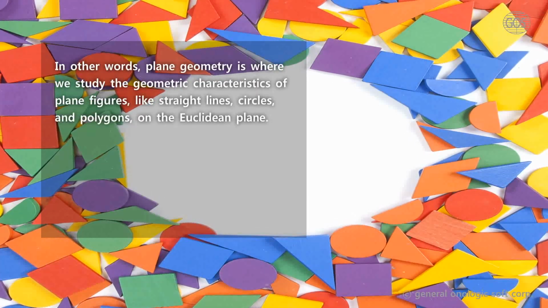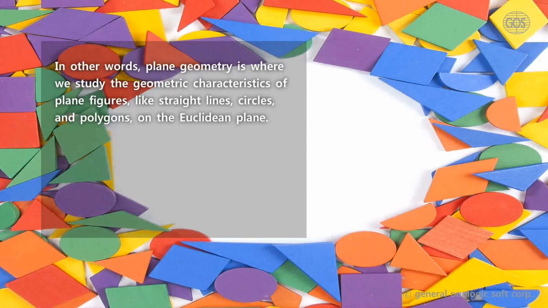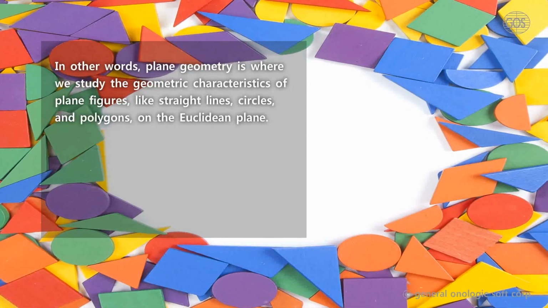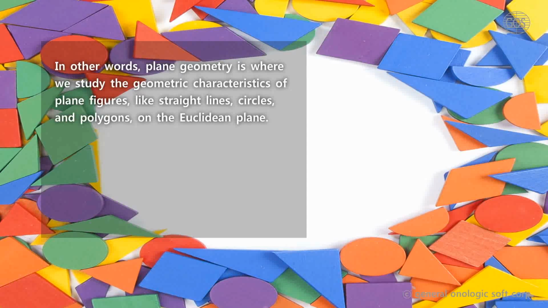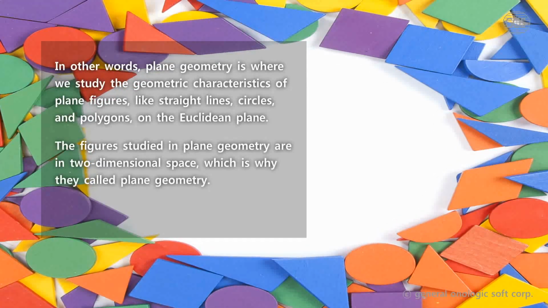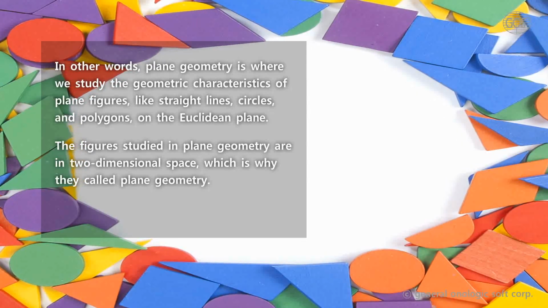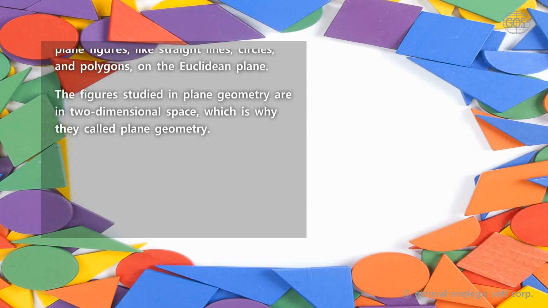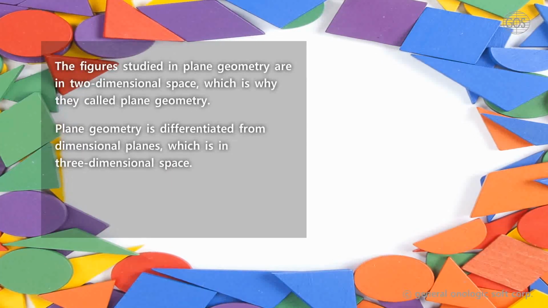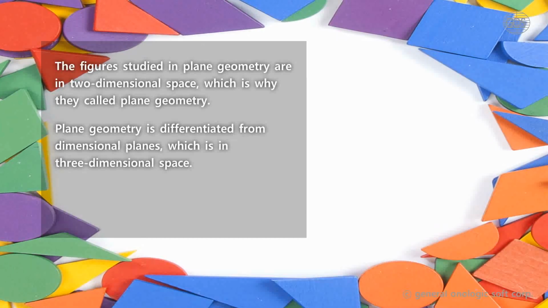In other words, plane geometry is where we study the geometric characteristics of plane figures, like straight lines, circles, and polygons, on the Euclidean plane. The figures studied in plane geometry are in two-dimensional space, which is why it is called plane geometry. Plane geometry is differentiated from solid geometry, which is in three-dimensional space.